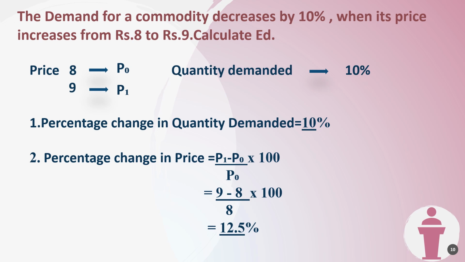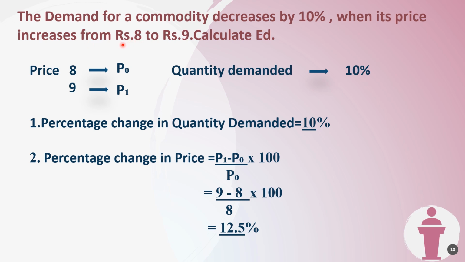The demand for a commodity decreases by 10% when its price increases from rupees 8 to rupees 9. Calculate elasticity of demand. Well, you can clearly see here that the percentage change in quantity demanded is already given. All you have to do is find out the percentage change in price, because it is not given. But you have the original price, that is rupees 8, because we are told that the price rises from rupees 8. That means rupees 8 is the original price.